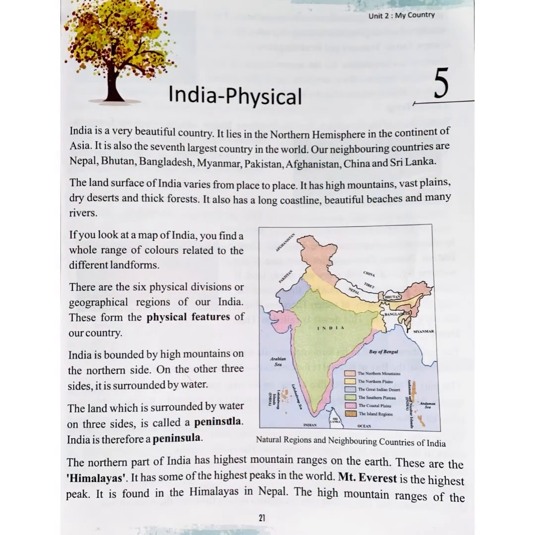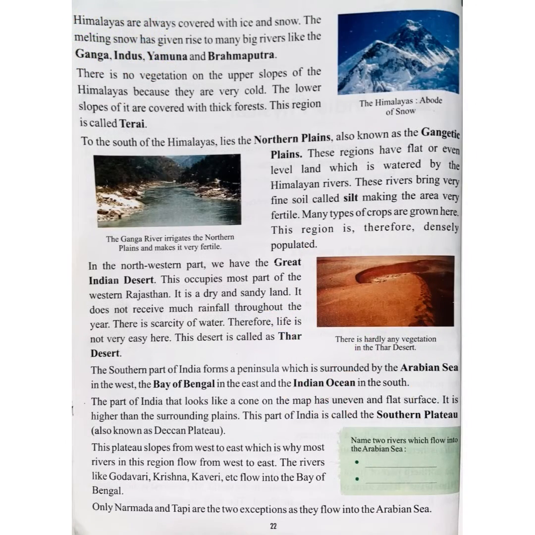We were on the last paragraph of this page. Let's read and try to understand what's given in the chapter. The northern part of India has the highest mountain ranges on earth. These are the Himalayas. It has some of the highest peaks in the world. Mount Everest is the highest peak. It is found in the Himalayas in Nepal. The highest mountain ranges of the Himalayas are always covered with ice and snow. The melting snow has given rise to many big rivers like the Ganga, Indus, Yamuna, and Brahmaputra.